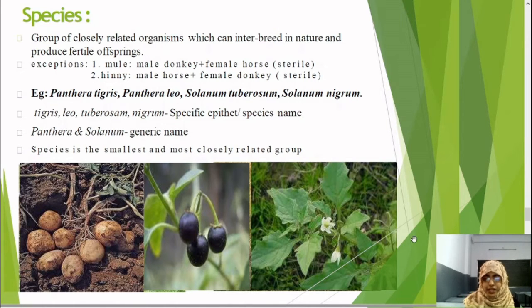The second name, which starts with a small letter, is called a specific name. So tigris, leo, tuberosum, nigrum are called the specific name or species name, whereas Panthera and Solanum are called the generic names, which start with a capital letter and are the initial names. These names are called the generic names.